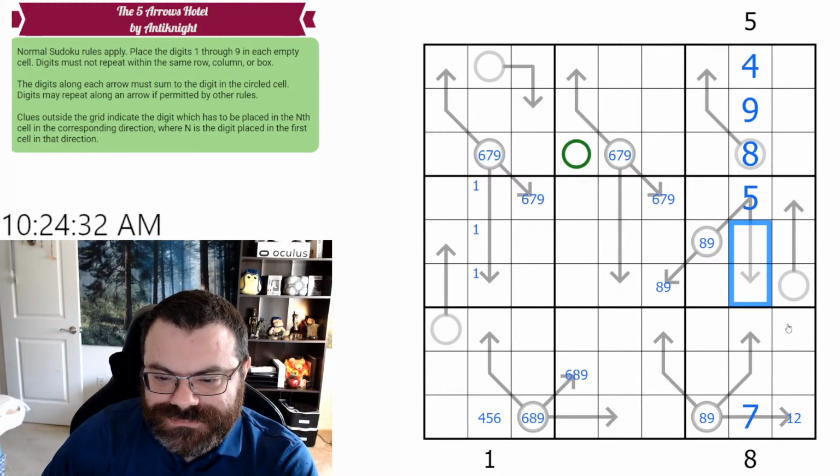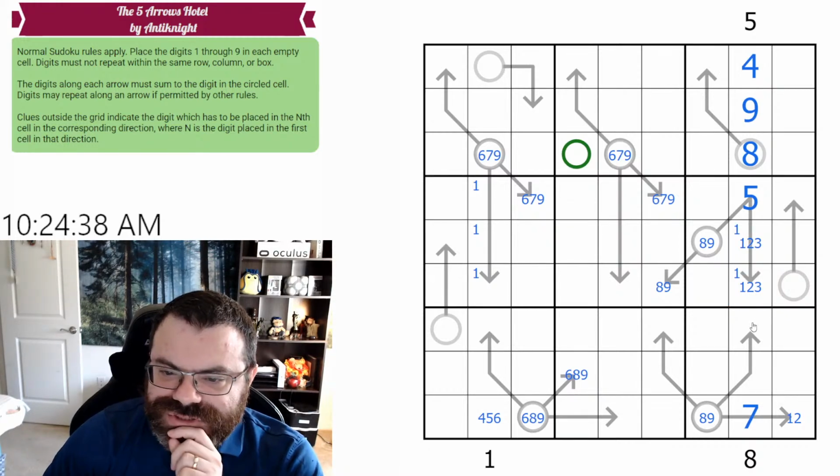So these are from 1, 2, 3, and they have a 1. We're either 1, 2, 5 adding to 8, or 1, 3, 5 adding to 9.